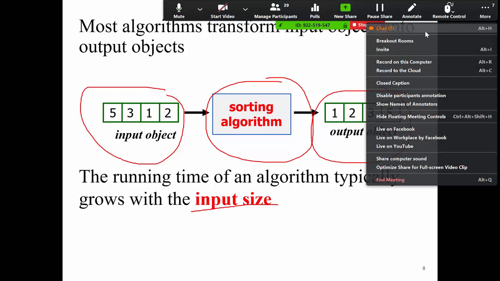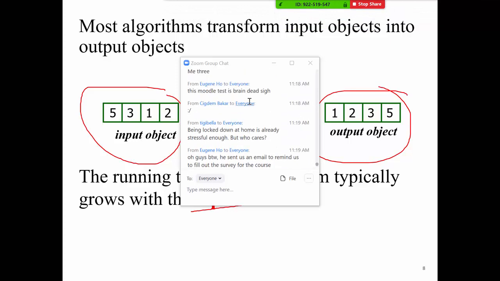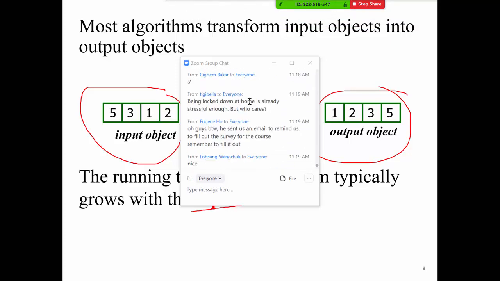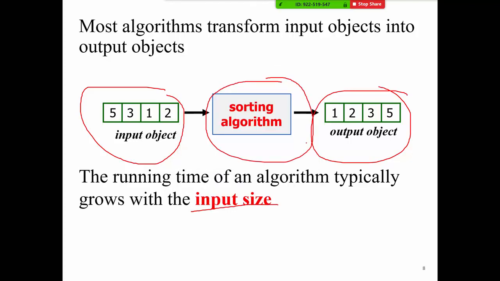Let me see if you have any questions before I proceed. Okay, these questions are still related to the lab test. Do you have any questions about what we discussed so far? Okay.